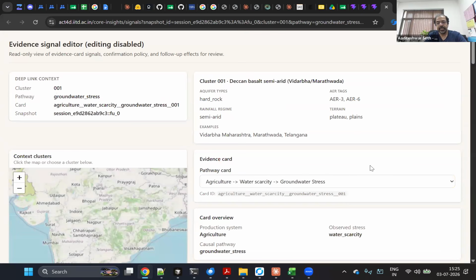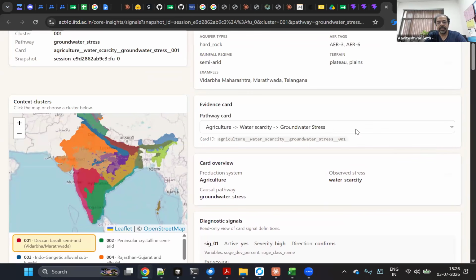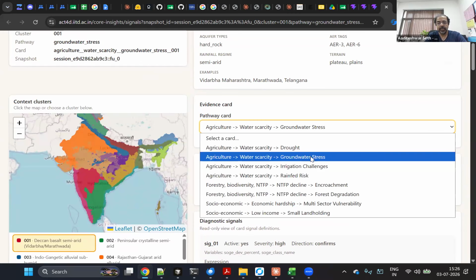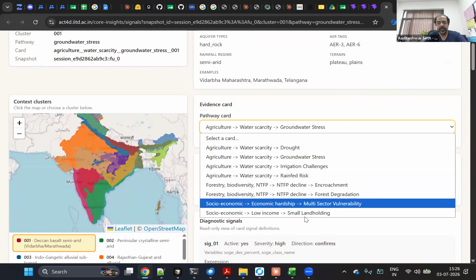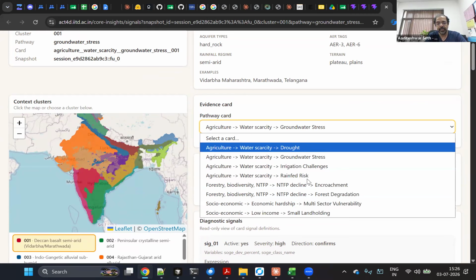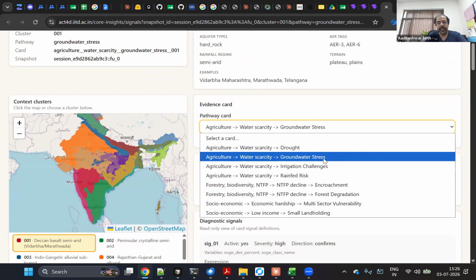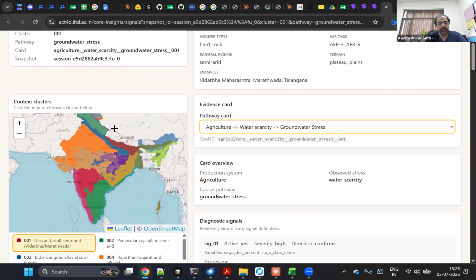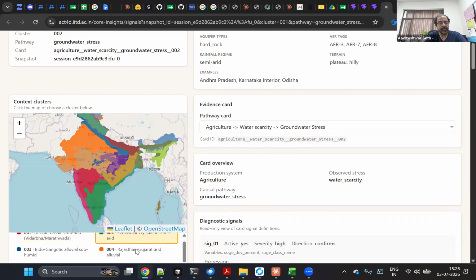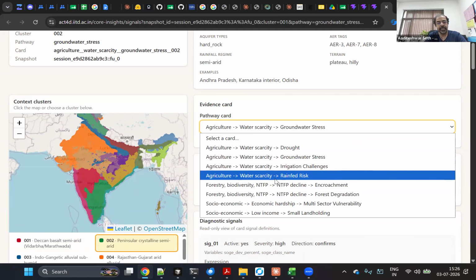So these signals are for each type of stress: drought, groundwater, irrigation. These are different, we call them pathways. These are different stress pathways. And so far we've populated 8 pathways. We've populated data for these 8 pathways in all these different agro-eco regions of India. There are some 17 regions that we identified. So 17 times 8, 136.